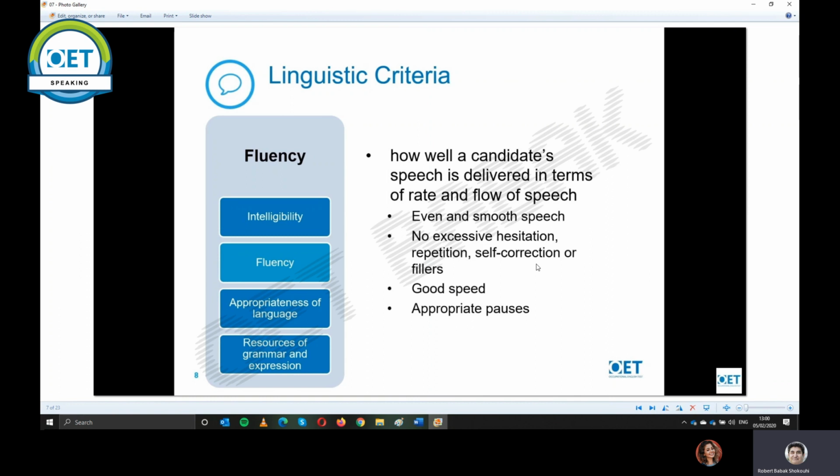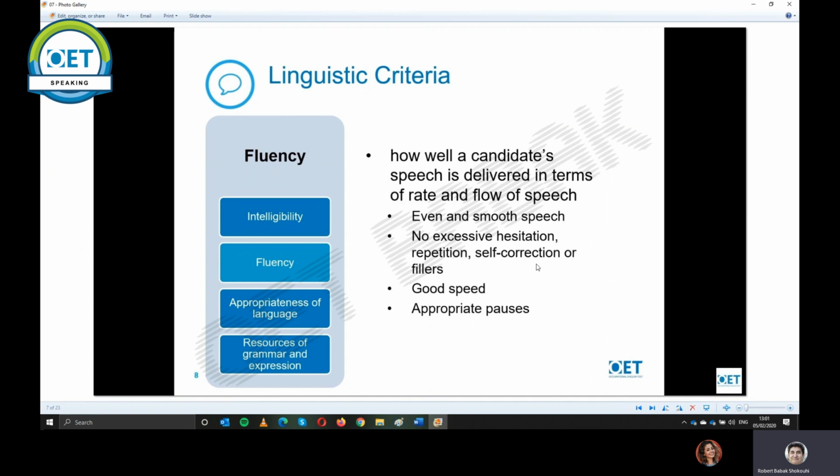"As far as I am concerned" or "in my opinion" is a way of filling the conversation instead of pausing. And if it is too much, if it catches attention, that has a negative effect on your fluency. A good speed means normal speed. It means not too slowly. We don't want you to be too fast. Just normal speed, the way I'm speaking to you.